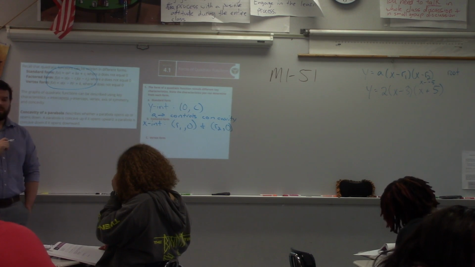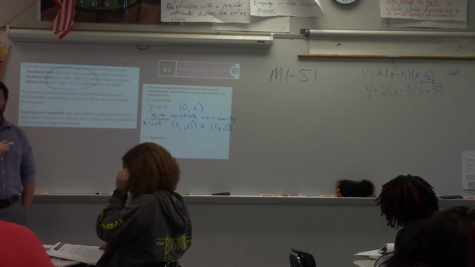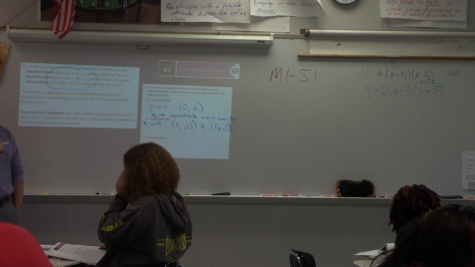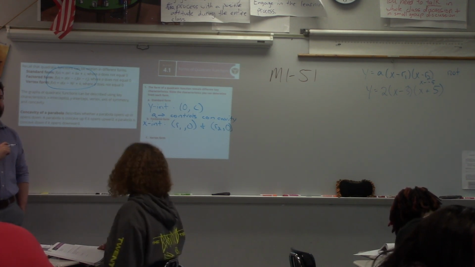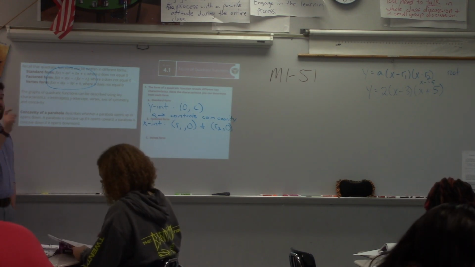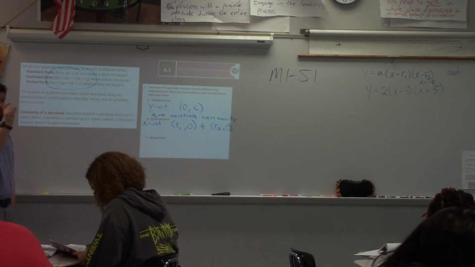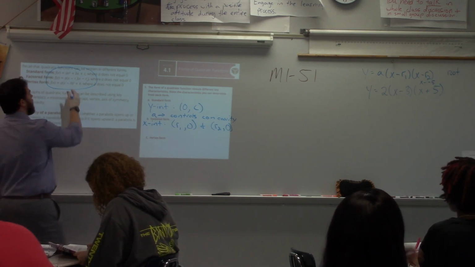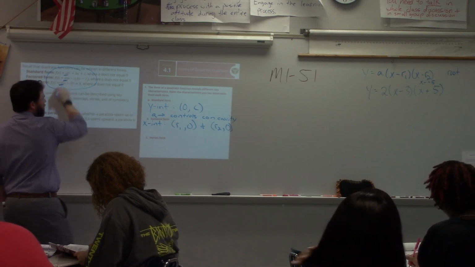Any other features in the factored form? Just one more. What is A controlling? Concavity. So don't forget, Jamarcus, what shows up in every single equation? A. We can always see concavity from that A value.